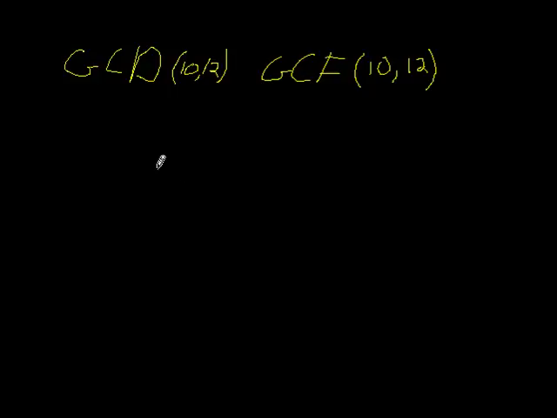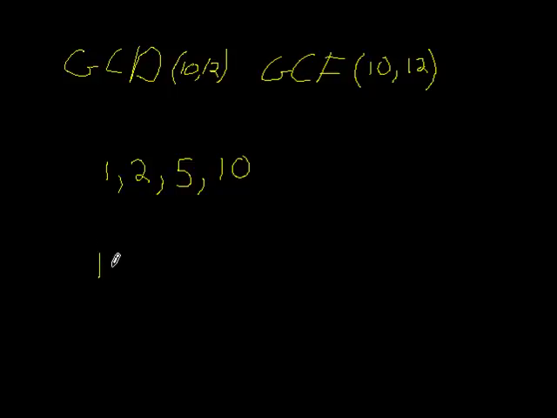Well, let's jump into this and find out what the factors of 10 are. So 1 goes into 10, 2 goes into 10, 3 does not go into 10, 4 does not go into 10, 5 goes into 10, and so on, and 10 goes into 10. And the same with 12.